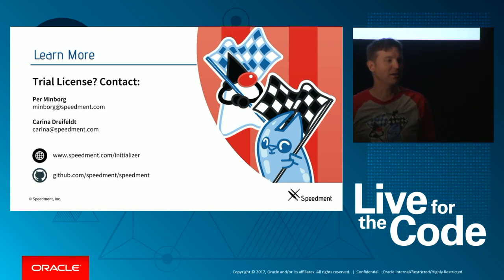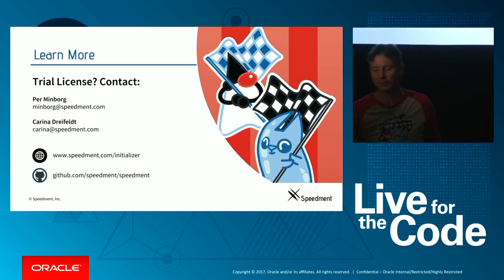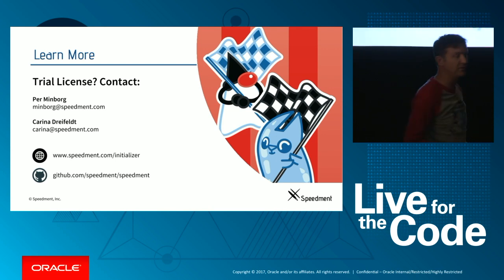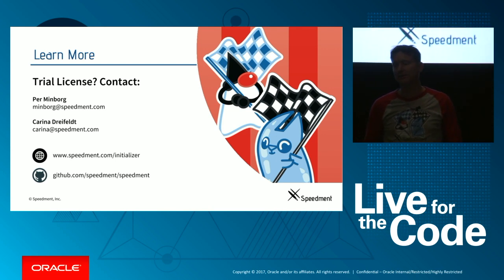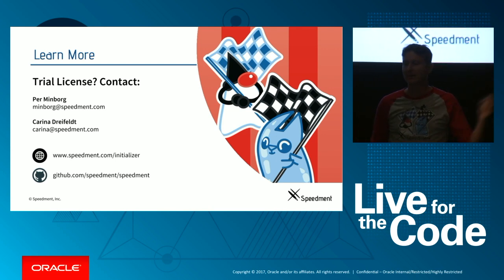How is the license model? The license model is open source. It's Apache 2, and for the enterprise in-memory acceleration, it's an enterprise license model, and you can talk about that with Carina, because that's her department.